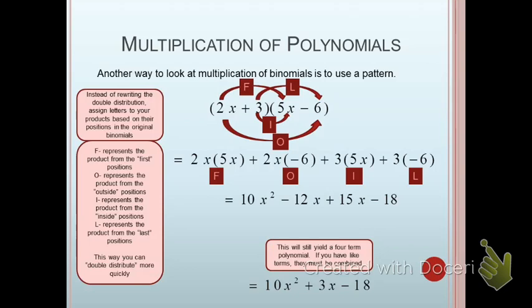There's another way to remember how to multiply a binomial times a binomial. We can use the acronym FOIL. The F represents the product from the first position, so that would be the 2x times the 5x. The O represents the product from the outside positions, so there we would be multiplying the 2x times the -6. The I represents the product from the inside positions, 3 times 5x. And the L represents the product from the last positions, 3 times -6. Notice it's helpful if you do the first and the last on top, and the outer and the inner down below.